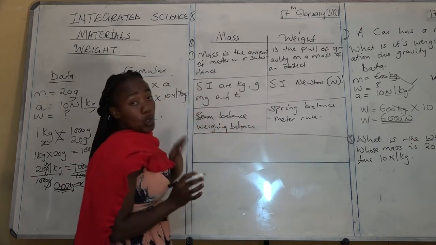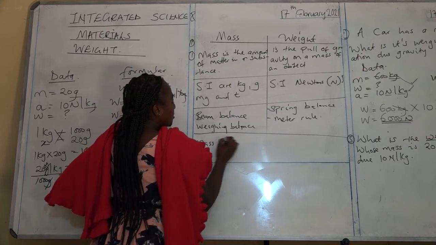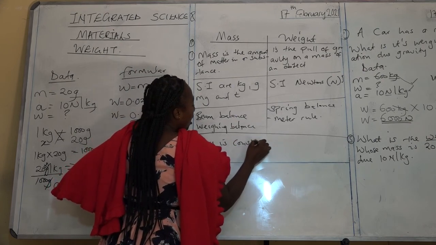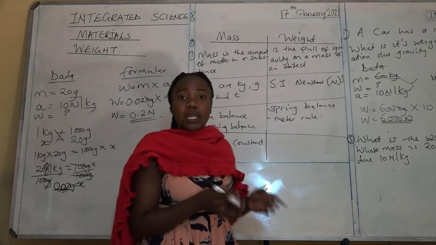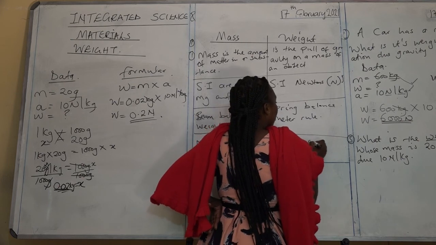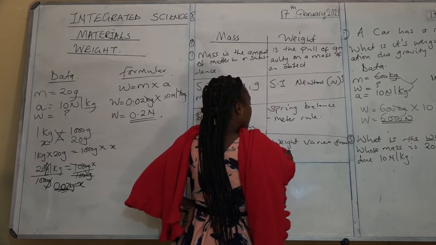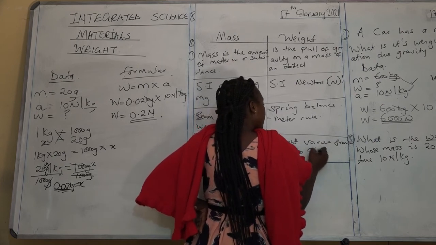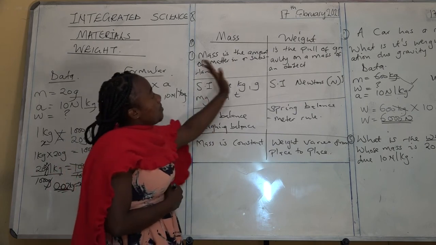Then the last one, at least the fourth one: mass is constant. Then weight varies from place to place. Are we together, class? So these are the differences between mass and weight.